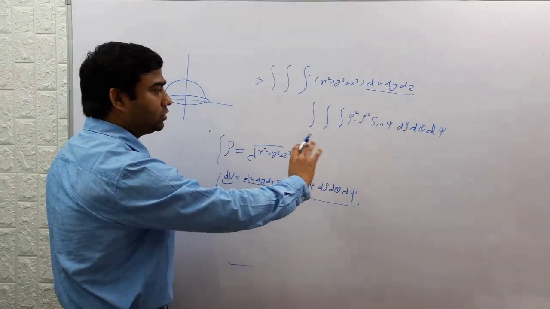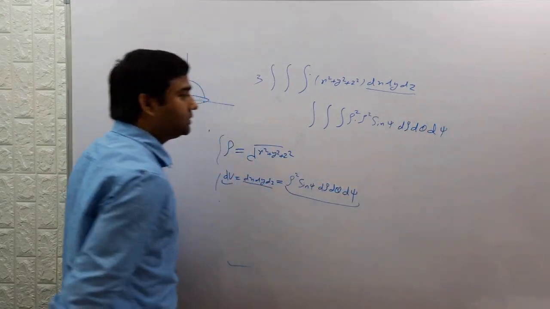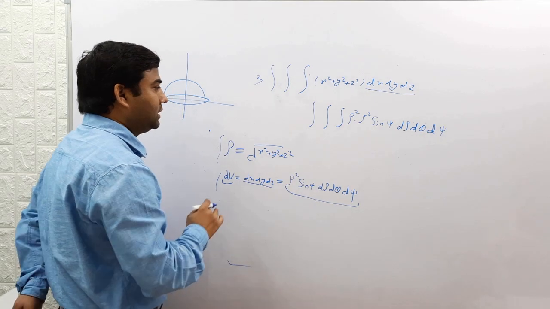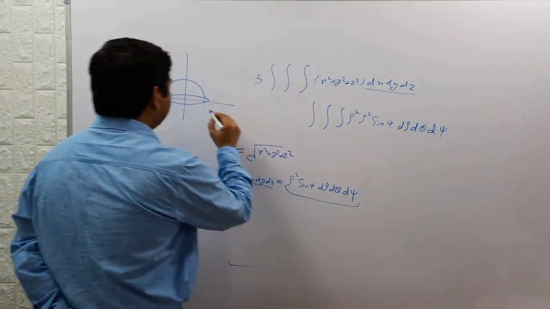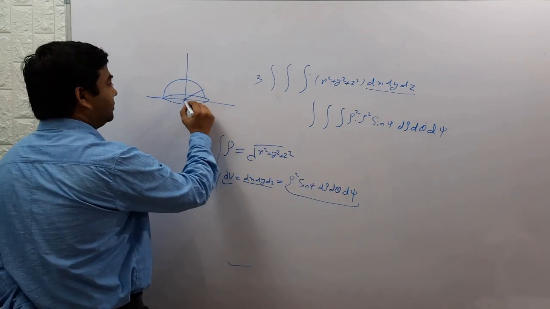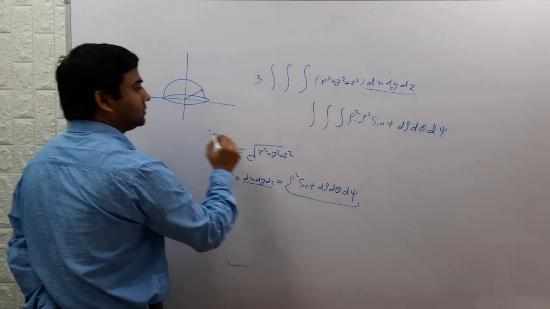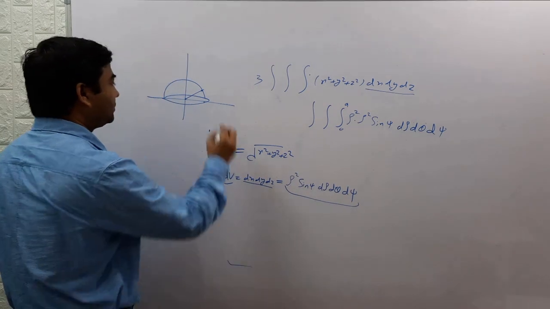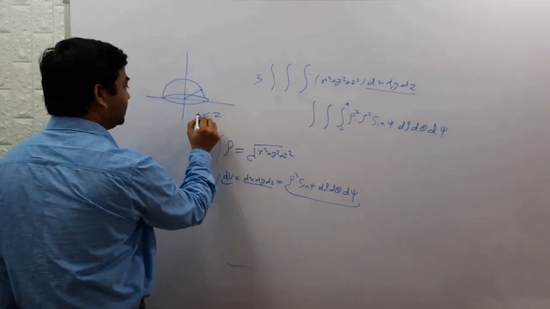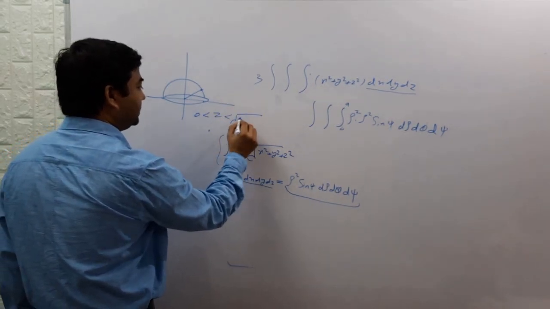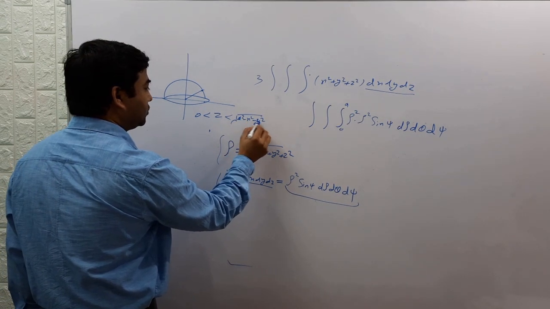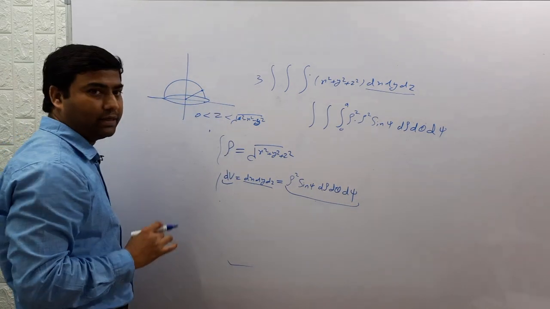Now we will fix the limit of rho, theta and psi. Just recall conversion from Cartesian to spherical coordinate. Rho is changed from 0 to radius. 0 to radius is A. This volume is given by A square minus x square minus y square. So this sphere is having radius A.